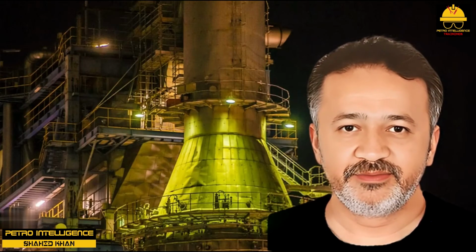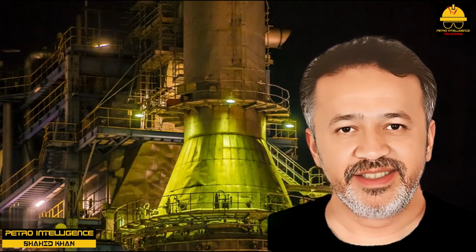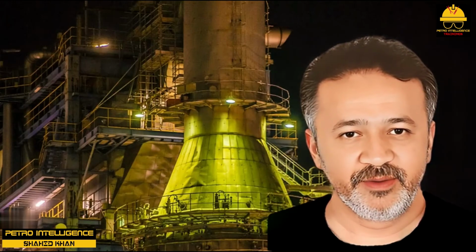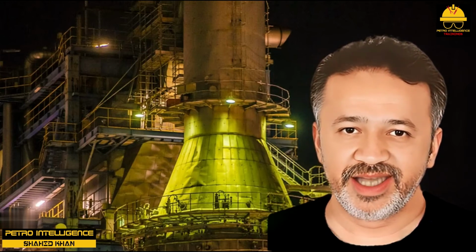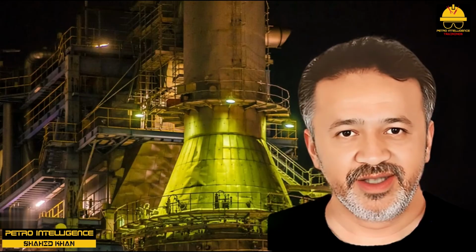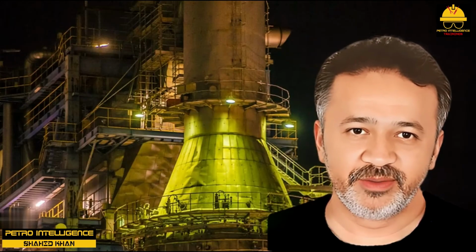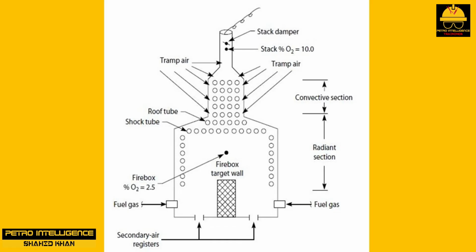Draft balancing. The air register and the stack damper are used together as a team to optimize the heater draft. Our aim in balancing the draft for a natural draft or a balanced draft heater is to maintain a small negative pressure of minus 0.1 inch of water, just below the shock tubes shown in the picture, at the entrance to the convective section. At the same time, we must maintain enough air to operate on the good side of the point of absolute combustion.